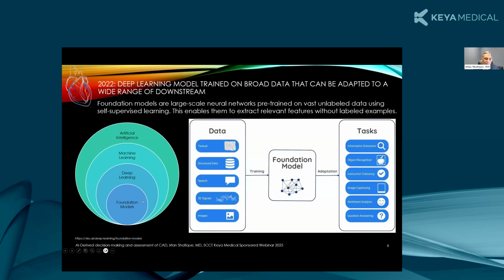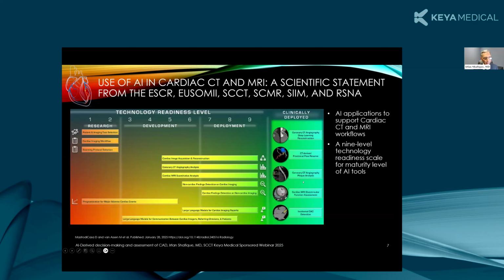In AI, the core is the foundation model, and then deep learning and machine learning. Foundation models are trained on large data, and then they are adapted to give us the task we want to achieve.